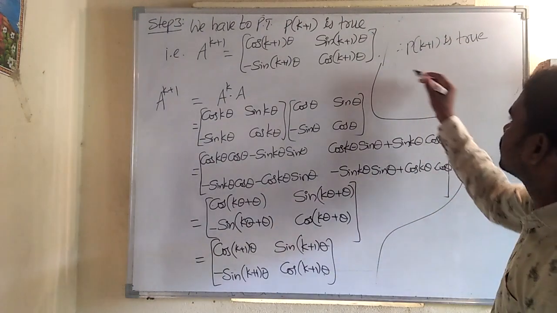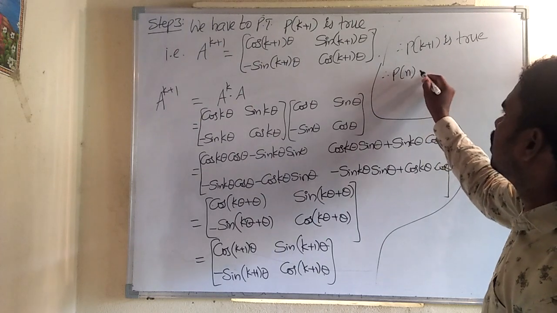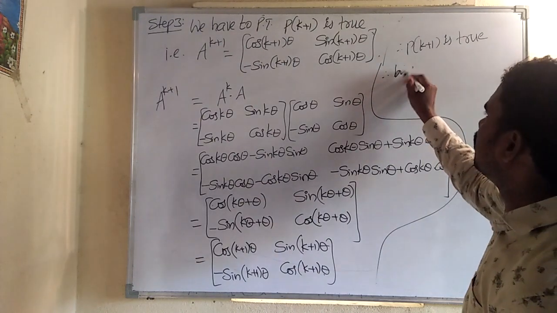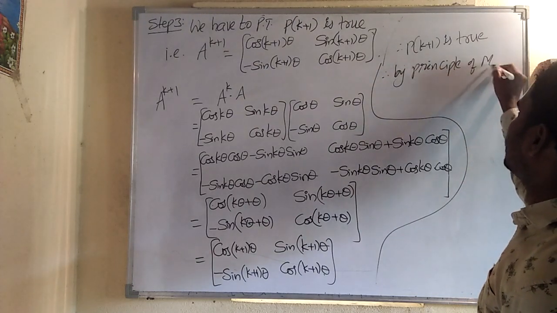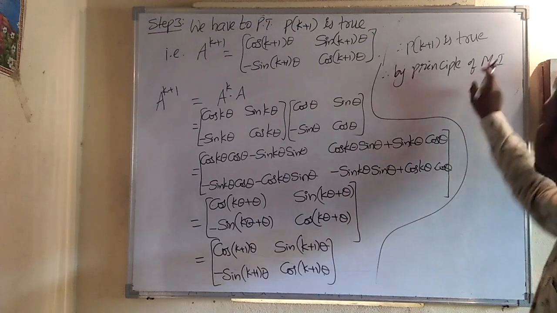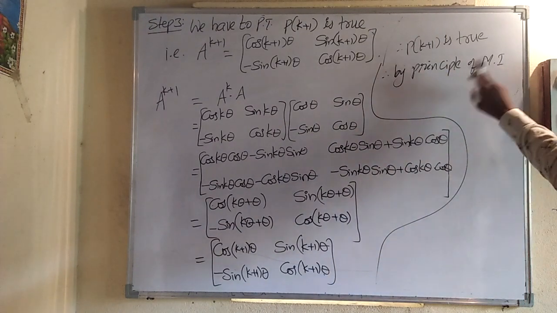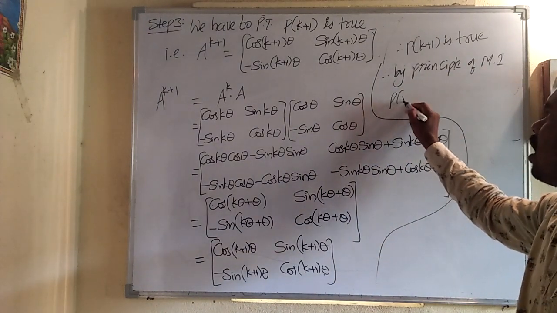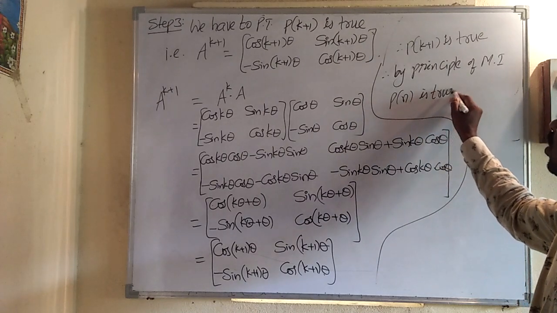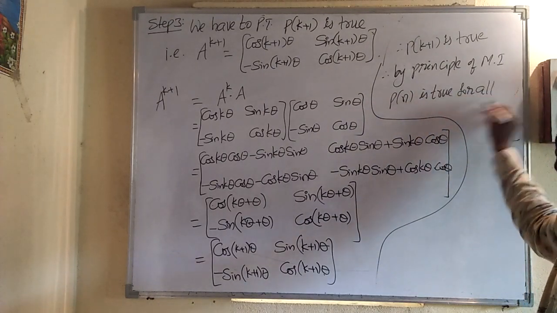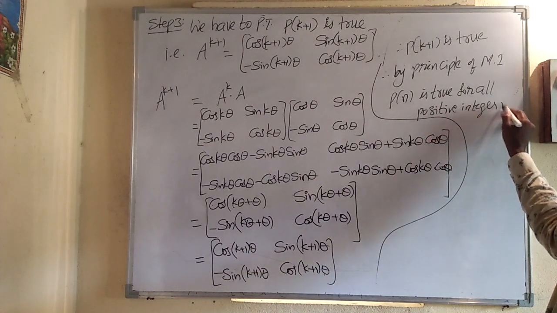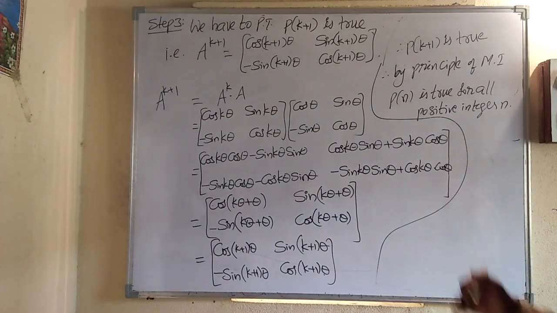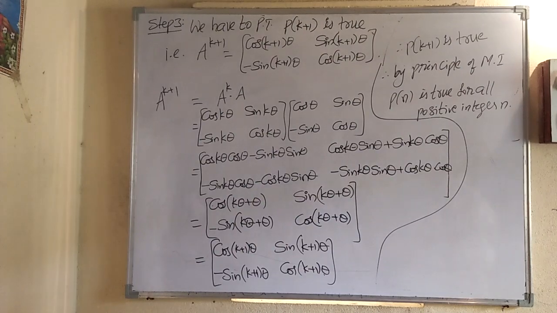Completed the third step. Therefore, by the principle of mathematical induction, P of n is true for all positive integers n. So these are the three 4 marks questions in this video, and the next topic is transpose of a matrix.